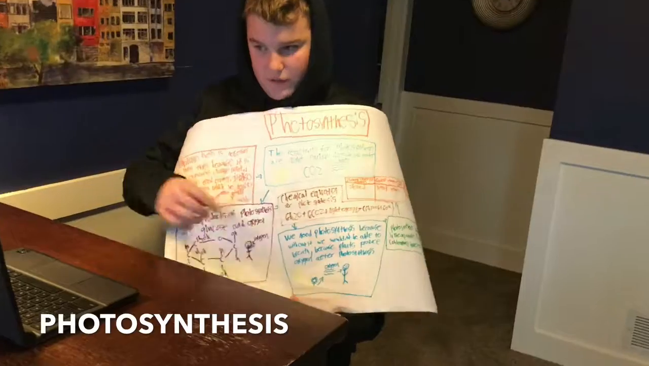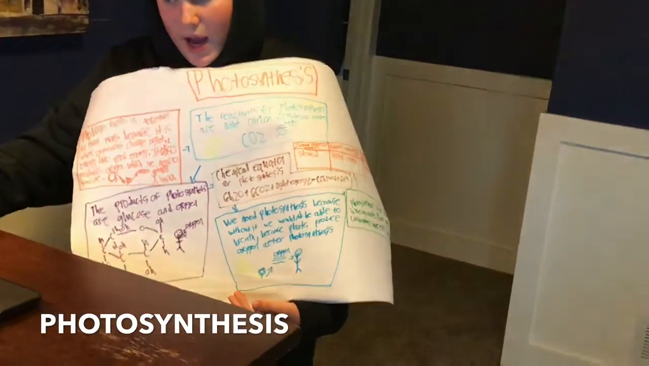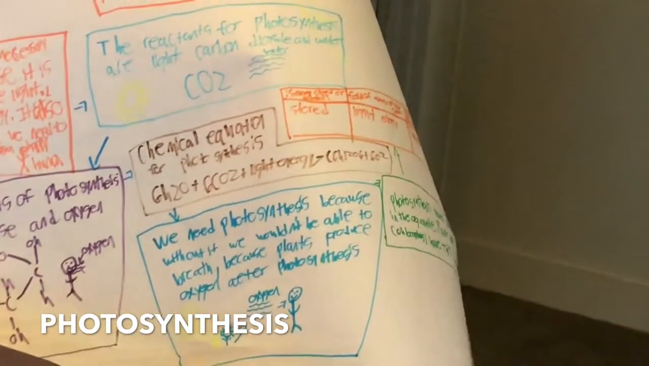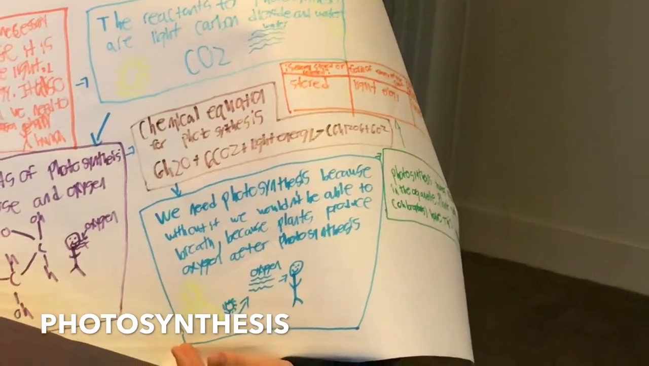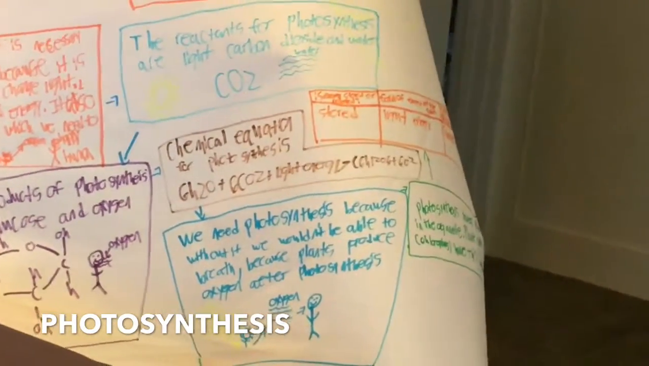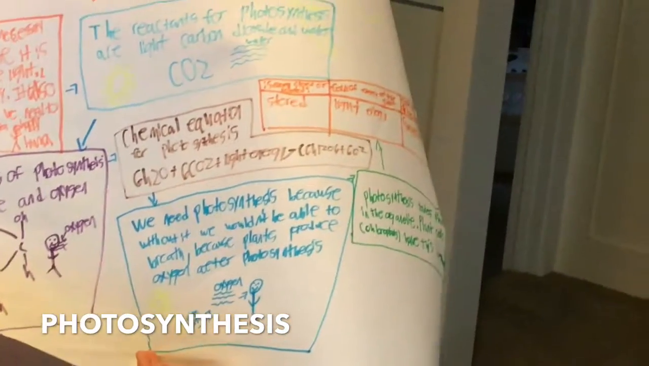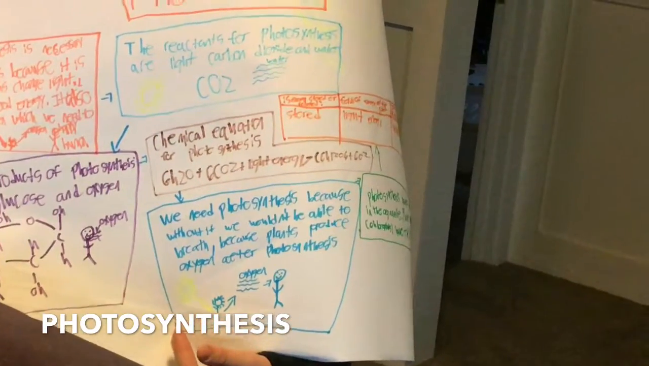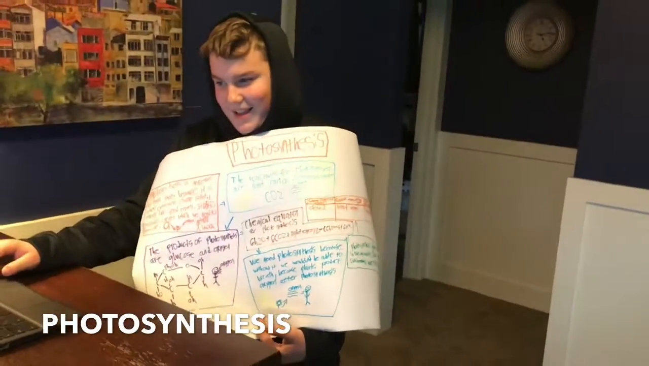The chemical equation for photosynthesis is 6H2O plus 6CO2 plus light energy yields C6H12O6 plus 6O2. So that's the chemical equation.